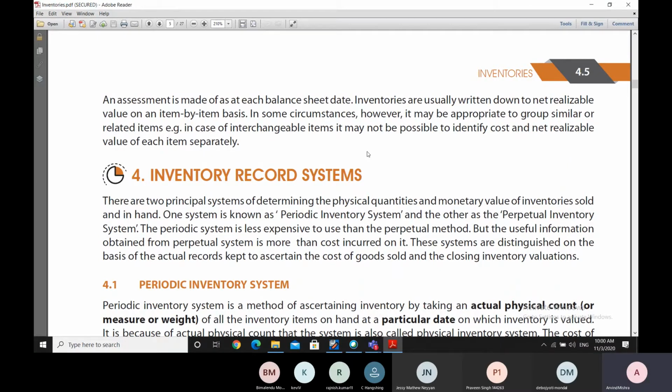For example, if there are red colored balls of identical nature, how do we know which ball was bought on which date and under which bill? There is no identification mark on the ball. Therefore, in case of interchangeable items, we can group them together and then take the value.